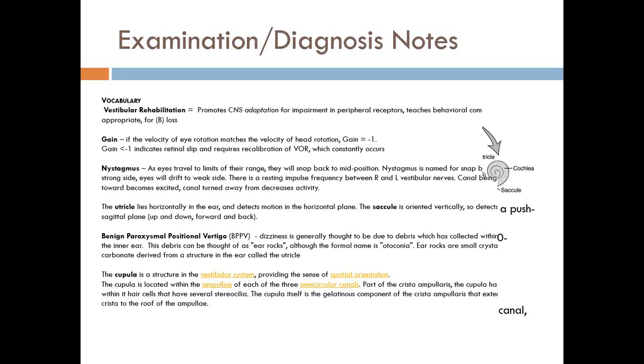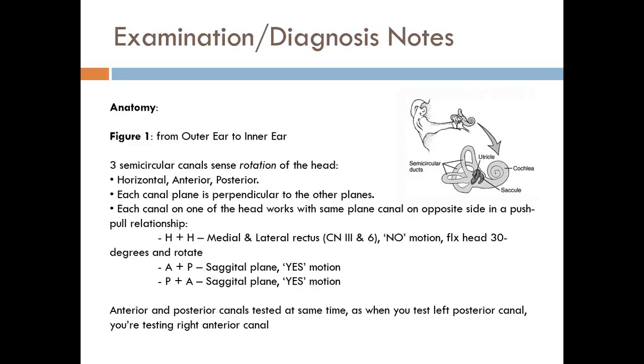Okay. So looking at figure one, anatomy of the outer ear all the way to the inner ear, we have three semicircular canals which sense rotation of the head. So we have horizontal, anterior, and posterior. Each canal plane is perpendicular to the other planes. And each canal on one side of the head works with the same plane canal on the opposite side of the head in a push-pull relationship.